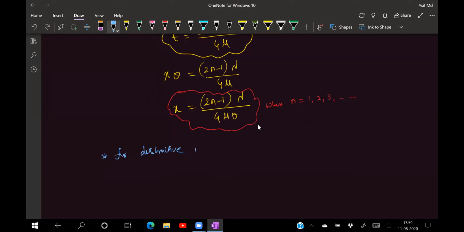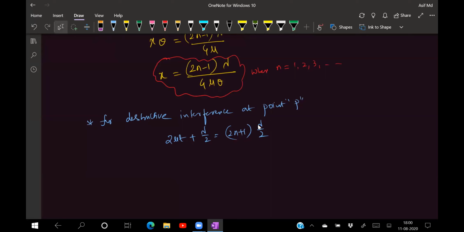For destructive interference at point P, what will be the relation? 2 mu t plus lambda by 2 is equal to (2n plus 1) into lambda by 2, or (2n minus 1), that depends upon the value you're taking.